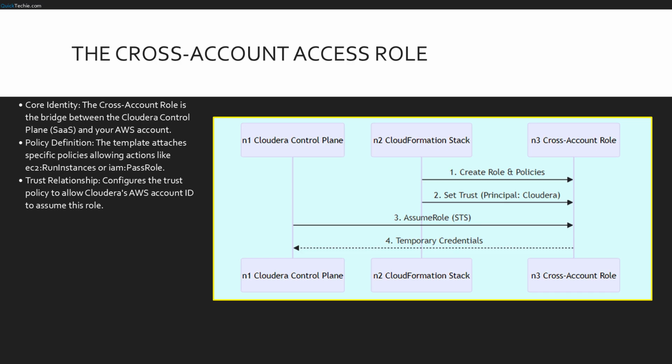This sequence shows the identity lifecycle. First, the CloudFormation stack creates the role and attaches policies. Second, it configures the trust relationship. Once established, the Cloudera control plane can call the AWS STS service to assume this role. The role validates the trust and returns temporary credentials, allowing Cloudera to perform authorized actions in your account.